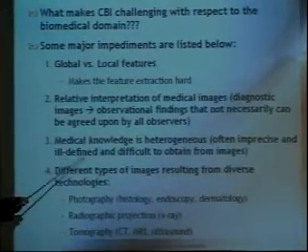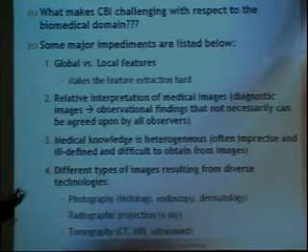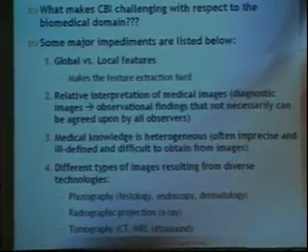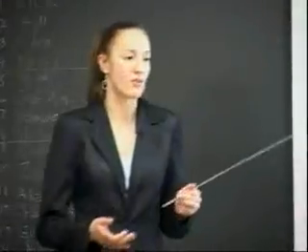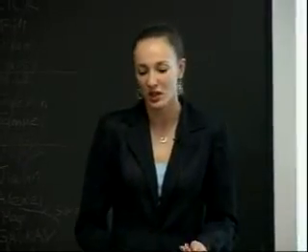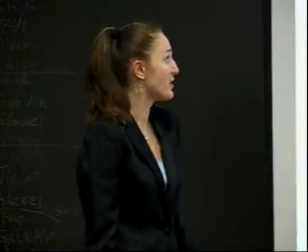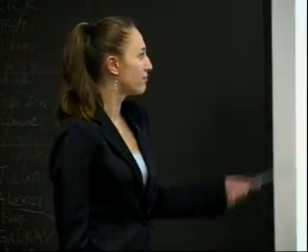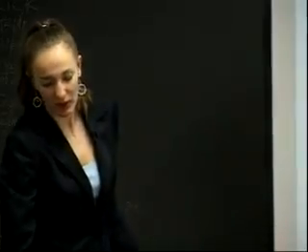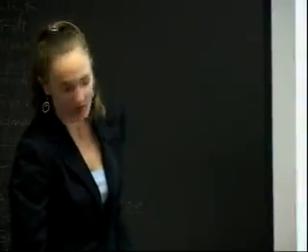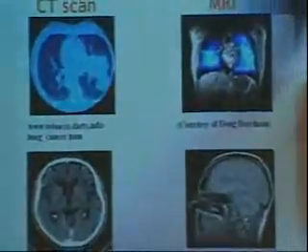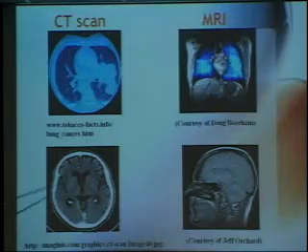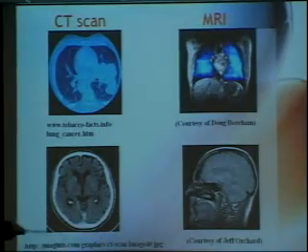Also, medical knowledge is often imprecise and ill-defined, and as such, it's very hard to extract from images. And also, there are different types of images resulting from diverse technologies. We have photographic images, radiographic images, tomography images. Just to show you how diverse these images can be, we have a couple of different images here. Even within histology images themselves, these two images belong to the same class, but they're not visually alike. Also, CT scans and MRI scans are two different types of images, but are very similar in appearance.